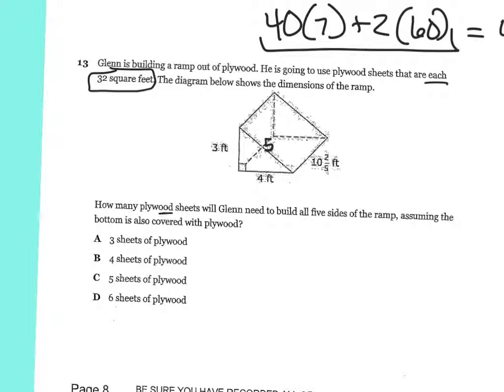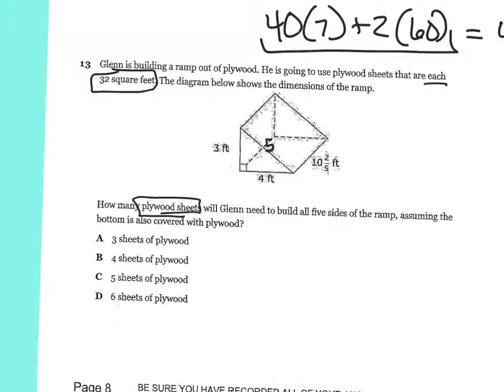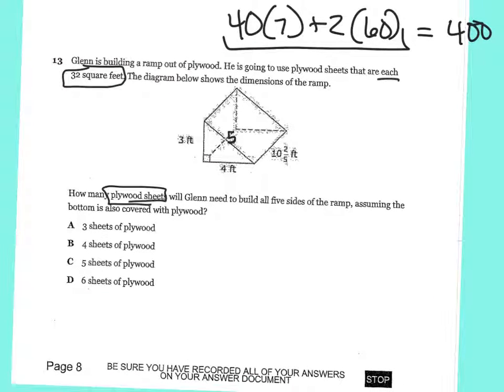How many plywood sheets? Okay, so we're not looking for total surface area. We have to figure out how many sheets we can use with that total surface area. So we have to find it first, and then split it up into the size of plywood sheets. So how many sheets will Glenn need to build all 5 sides of the ramp, assuming the bottom is also covered? So that's total surface area.